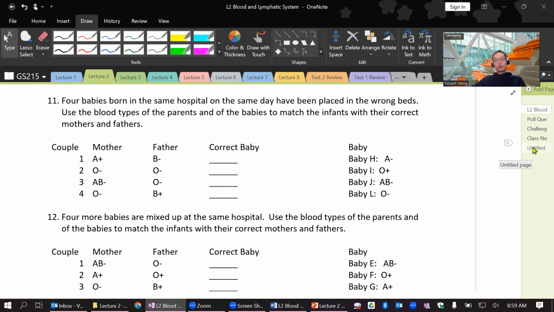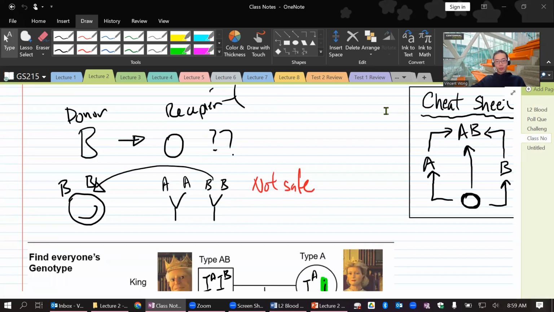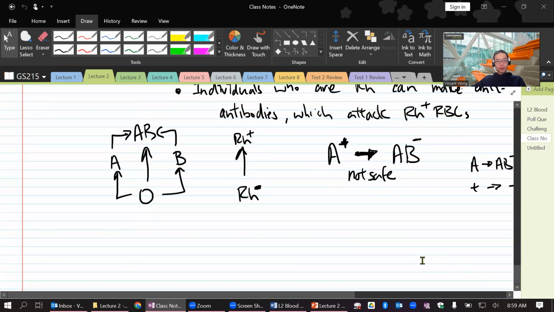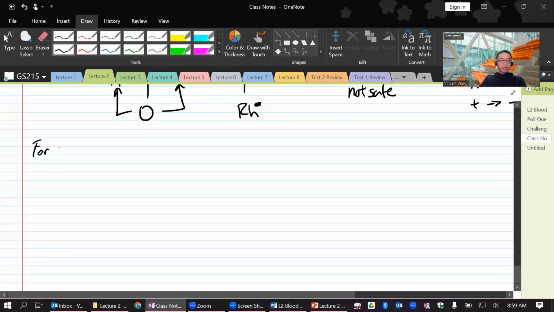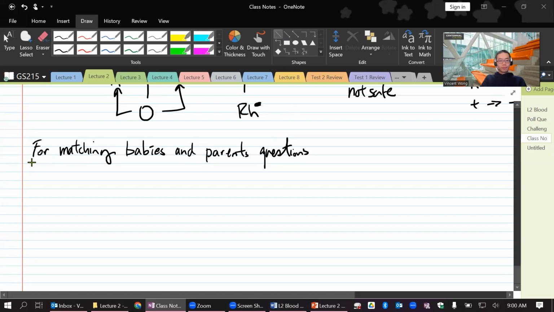So what you want to do is remember 4 things that would help you in this situation. I'm going to write down 4 things to remember for matching babies and parents questions. And there are 4 things you should remember to help you solve these questions easily without doing Punnett squares. Okay, number 1.